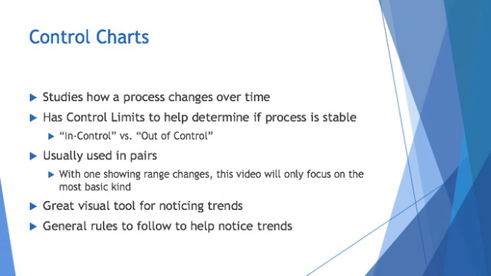Alright, so what do control charts even do? Well, control charts study how a process changes over time. Control charts have control limits to help determine if the process is stable or not. So you have an in-control process, which is good, and an out-of-control process, which is very bad. You will often see control charts used in pairs. I'm going to show you the most basic kind, but you'll often see other kinds focusing on range changes. I won't talk about that in this video, we'll keep it simple. Control charts are great visual tools for noticing trends. And there are general rules that can tell you the trends.